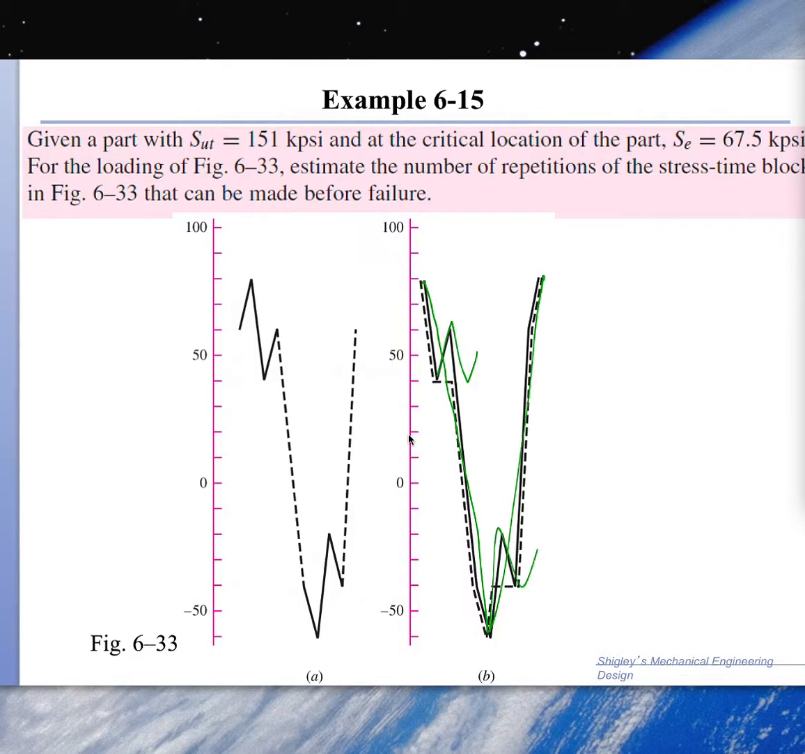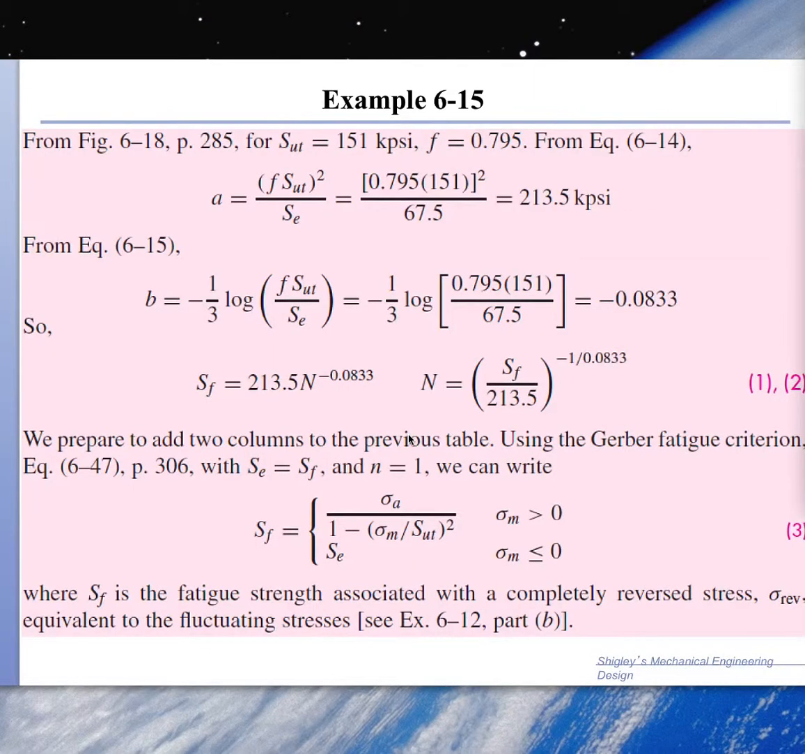So we have 3 of them, and in this case the parameters specified for us are given here: the ultimate strength is 151 KSI, the endurance limit is 67.5, and we want to estimate the number of repetitions of the stress time block, this whole block, that can be made before failure.